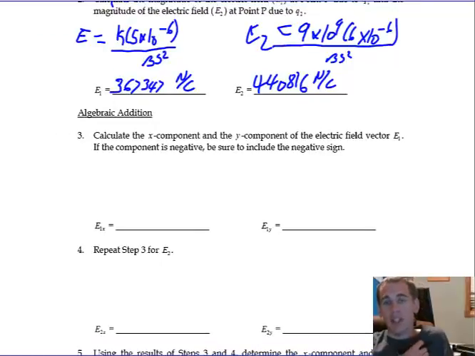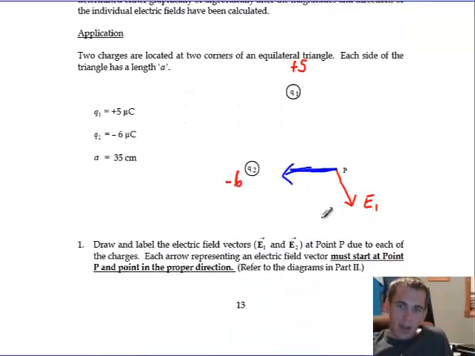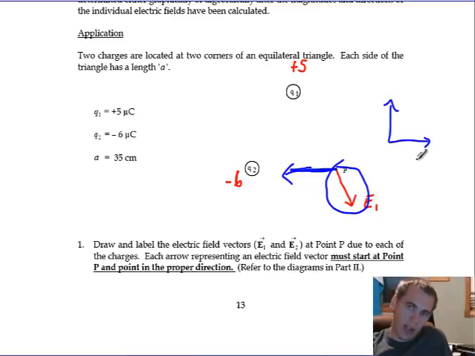Now we're supposed to calculate the x component and the y component of the electric field vector E1, so E1x and E1y. If you remember our picture, let's jump back to it for a second. E1 is pointing this direction. We need a positive x and a positive y. Generally speaking, we keep things orthogonal. Here's x, here's y. This vector points a little bit this way and a little bit this way.